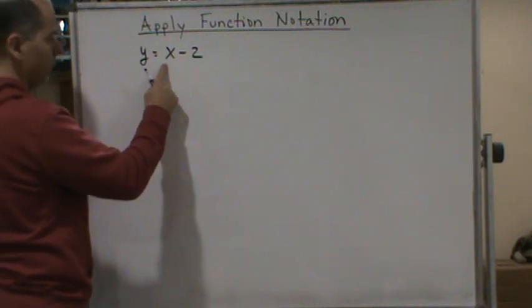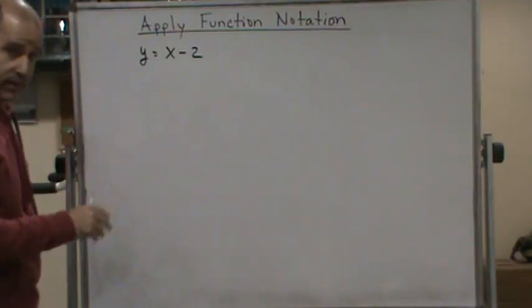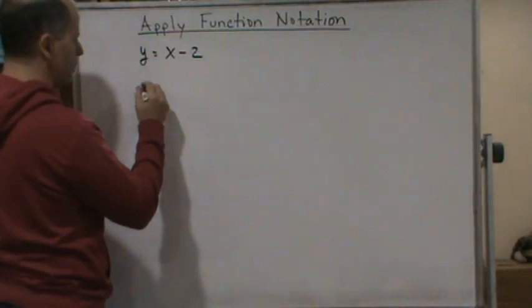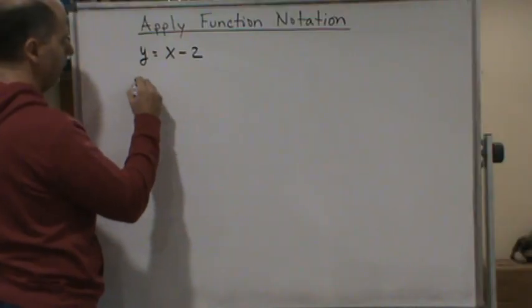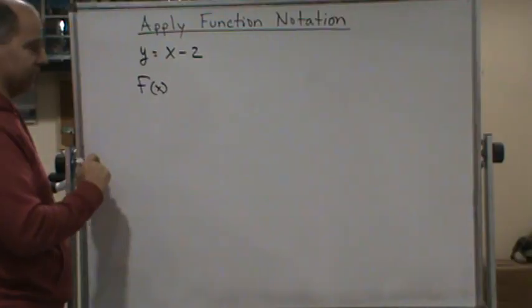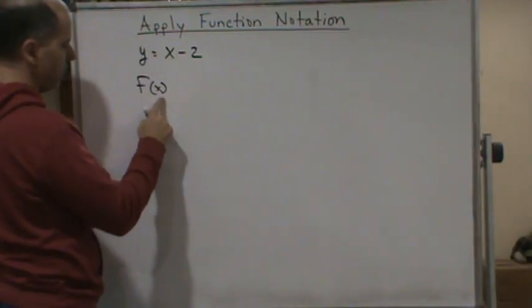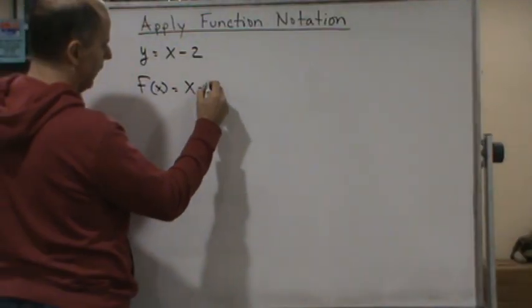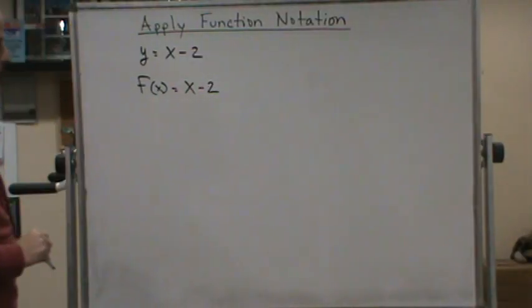So in this case we have a function, and this relation is given by the rule y equals x minus 2. So this is a function. Instead of writing it this way, we're going to use function notation, which would, instead of y, we would write f of x, which means function of x. So we would say the function with respect to x is given by the rule x minus 2.